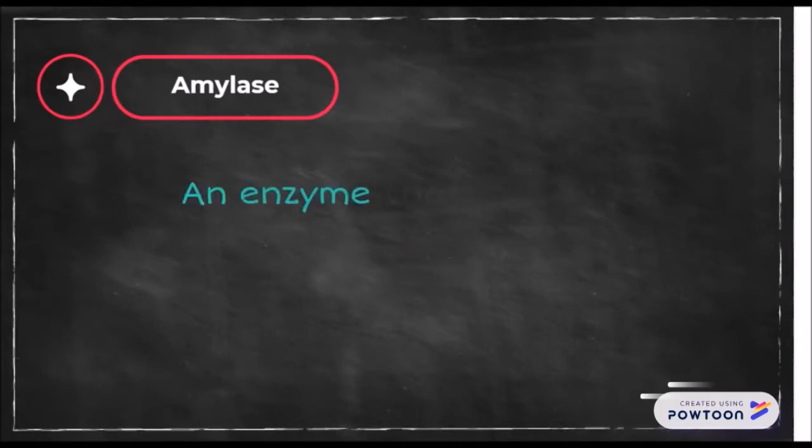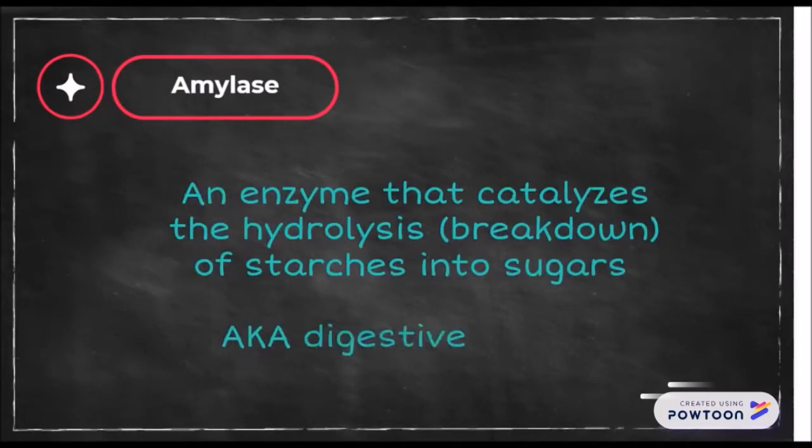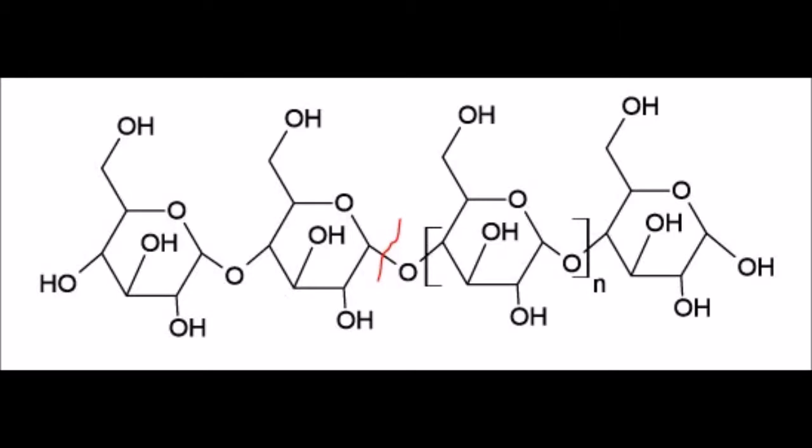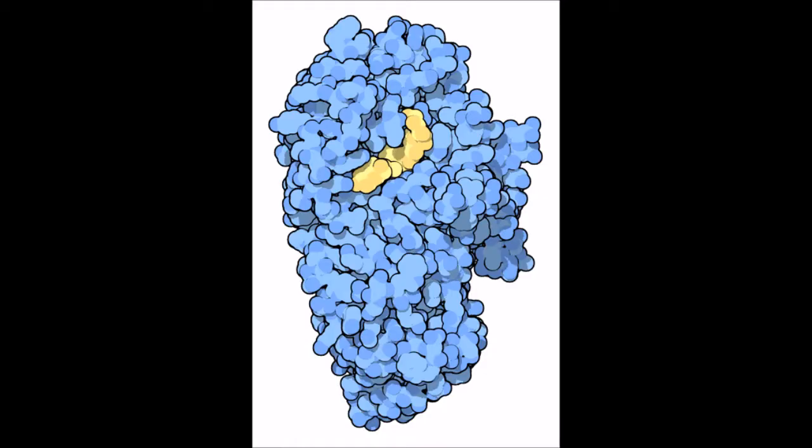Amylase is an enzyme that catalyzes the hydrolysis, or the breakdown, of starches into sugars. It is also known as a digestive enzyme. This is the molecular structure of amylase. This is a diagram of amylase, and in the yellow is the short chain of sugars.